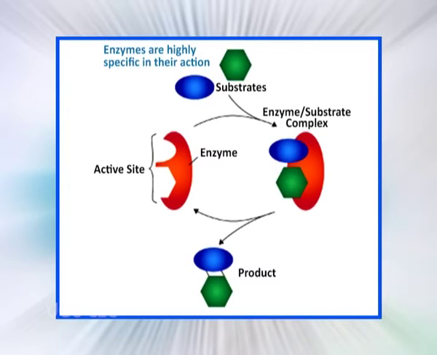Fifth one is linkage specificity. The enzyme will act on a particular type of chemical bond regardless of the rest of the molecular structure. For example, chymotrypsin catalyzes the hydrolysis of peptide bonds, and alcohol dehydrogenase, malate dehydrogenase, and lactate dehydrogenase catalyze their respective reactions.